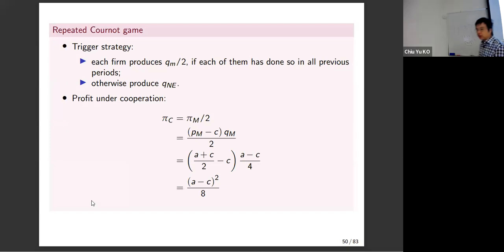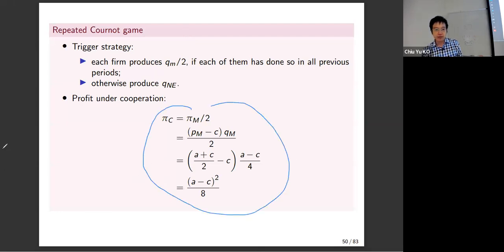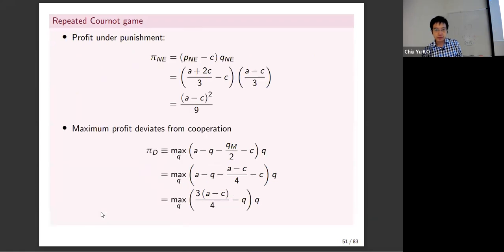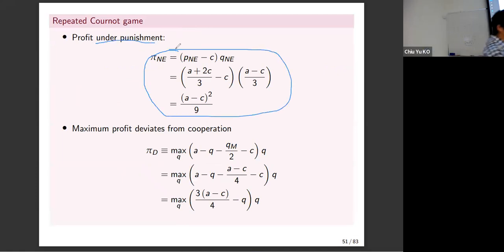So how do you solve this model? I think this is a good illustration. First, look at if everyone produces half the monopoly quantity, what's the payoff. Some calculation I'm not going to do line by line, but just give the idea. So this is the profit when you collaborate: half of the monopoly profit. Now the next is what happens under Cournot, which means under punishment. Under the Cournot model, everyone produces one third, so the profit is 1/9.